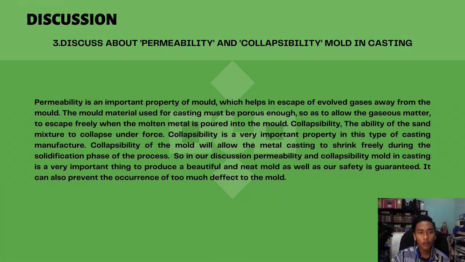Collapsibility is the ability of the sand mixture to collapse under force. Collapsibility is a very important property in this type of casting manufacture. Collapsibility of the mold will allow the metal casting to shrink freely during the solidification phase of the process. So in our discussion, permeability and collapsibility of the mold in casting are very important to produce a beautiful and neat mold as well as to guarantee our safety. It can also prevent the occurrence of too many defects in the mold.